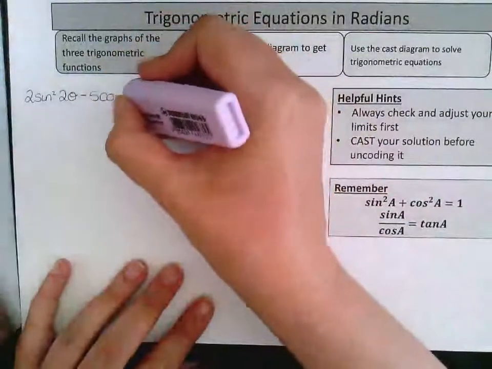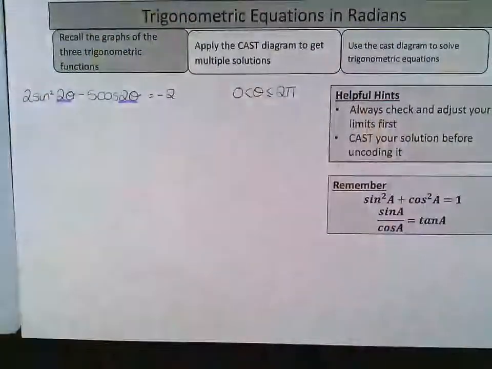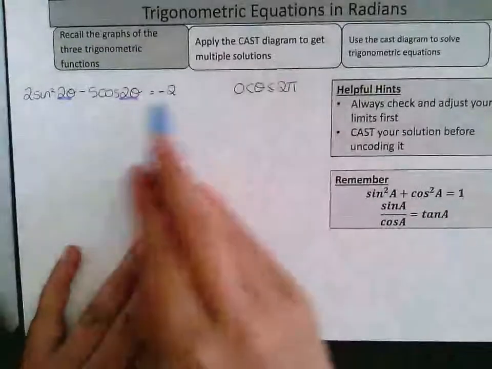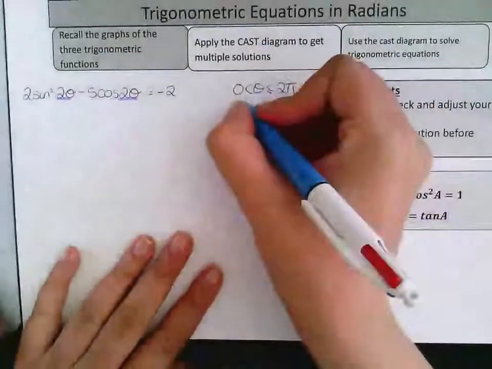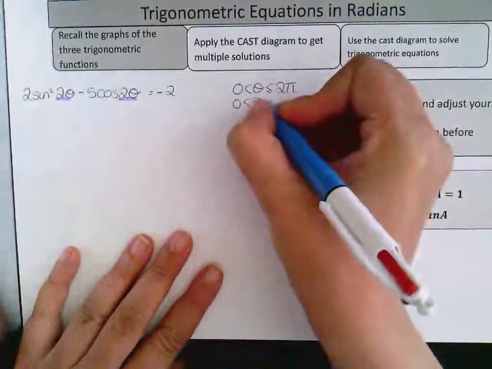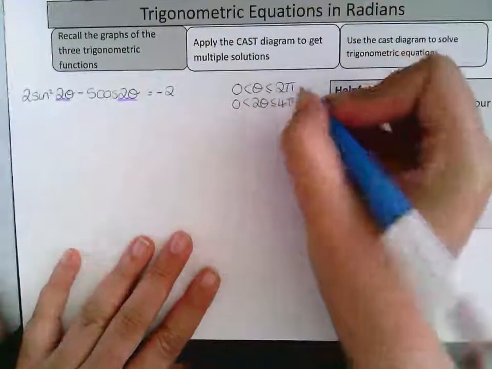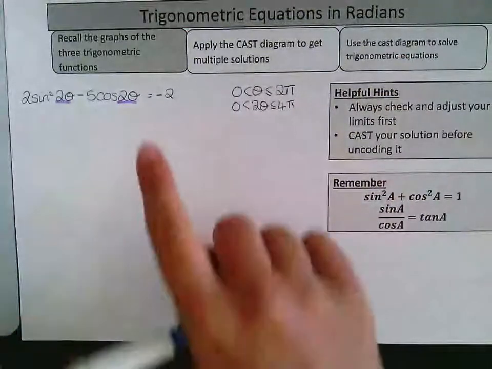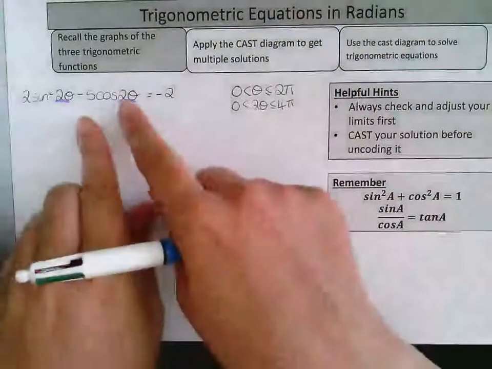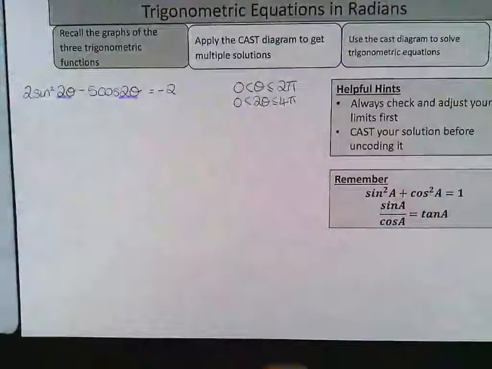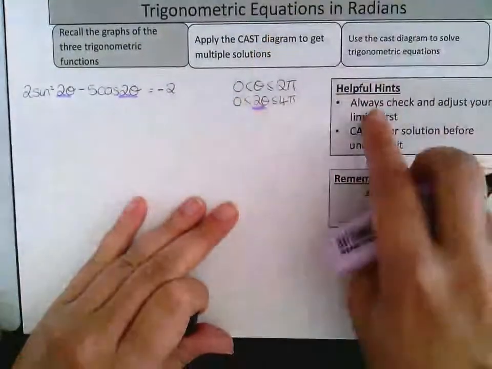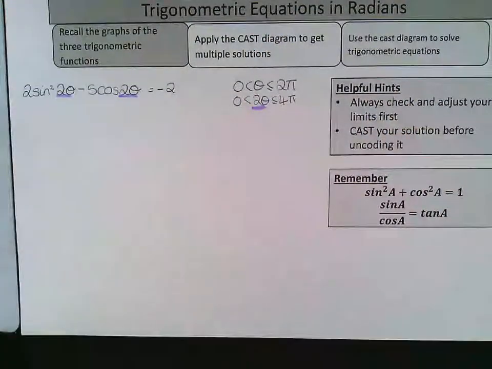Now this one here, luckily they match. Now in year 13 they might not always match, which is why you have to look in your trig functions first, but luckily here they do. But they don't match my limits. So the first thing I always need to do is make sure my limits match what's inside. It's all got to match. So that's why always check and adjust your limits first.